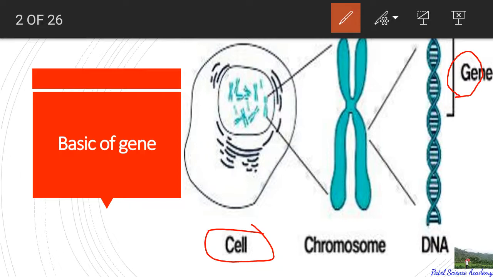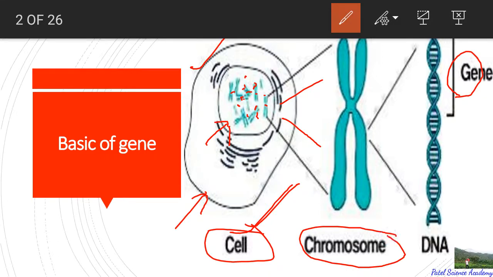The body of all living organisms is made up of cells. This is the structure of a cell. This is its outermost membrane, known as the plasma membrane, and this is the nucleus. So a eukaryotic cell consists of a plasma membrane and the nucleus, and inside the nucleus you can observe this colorful structure, which is called chromosomes.